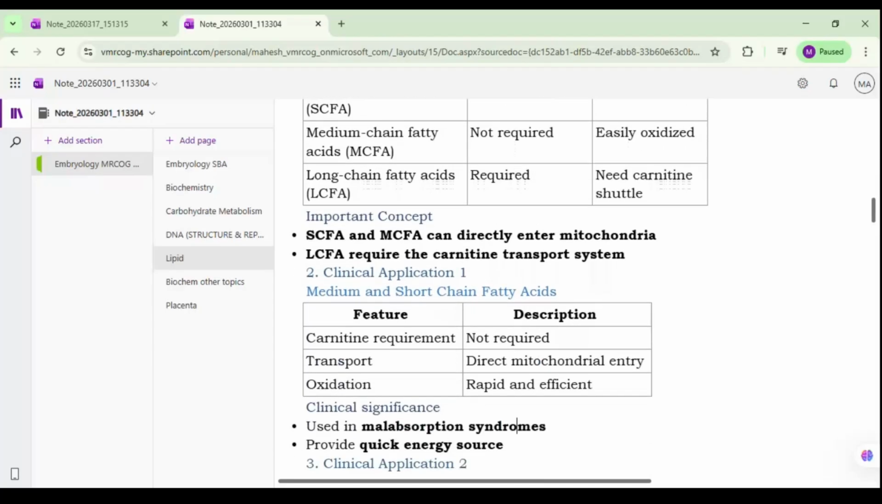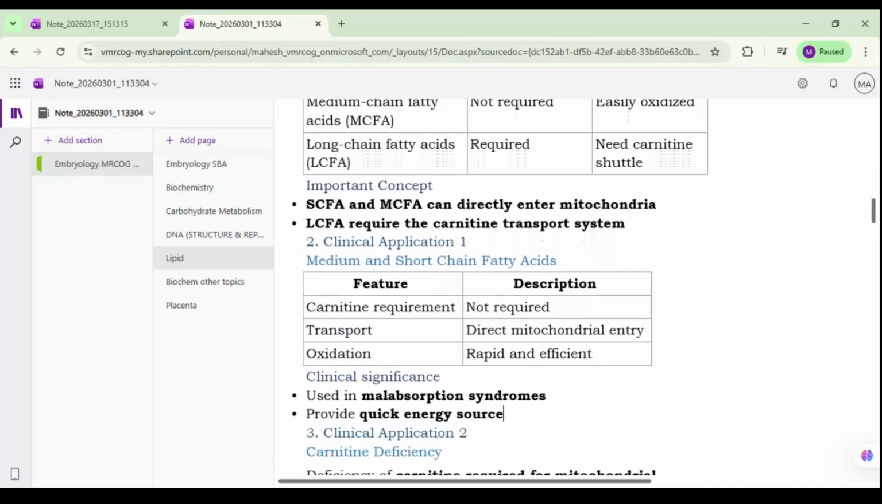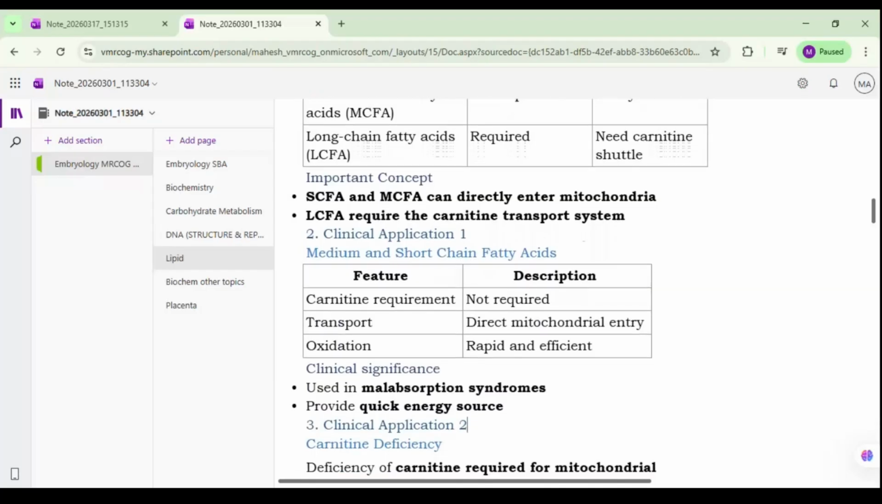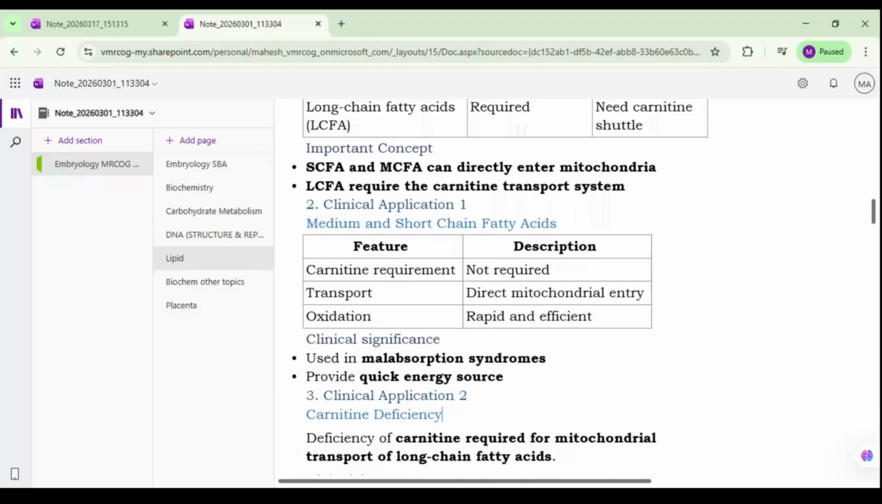Okay, so what is the clinical application? Medium chain and short chain fatty acids will not require carnitine, there is a direct mitochondrial entry. The oxidation is rapid and efficient. So the clinical significance is that they are used in the malabsorption syndrome, and they provide a quick energy source. Okay, what provides quick energy? Short and medium chain fatty acids, because the long chain cannot. So when there is a malabsorption syndrome, long chain fatty acids will not be absorbed.